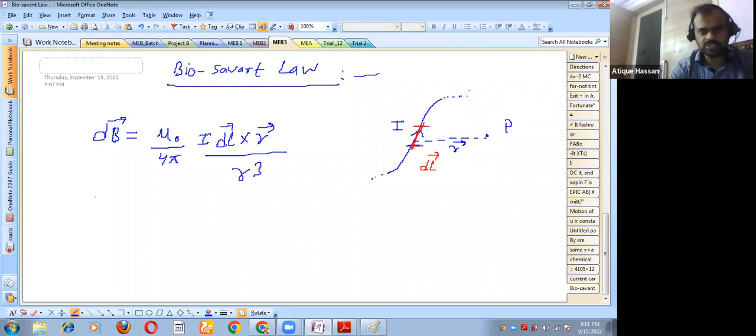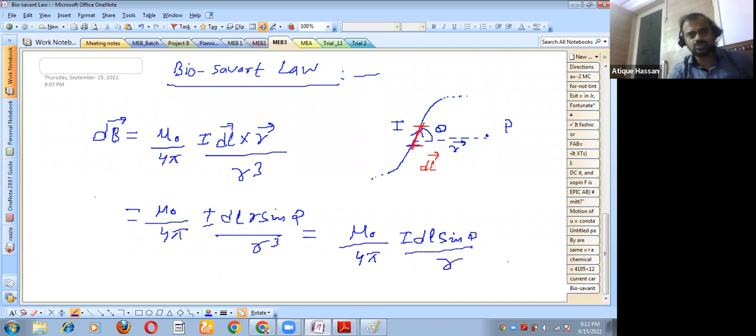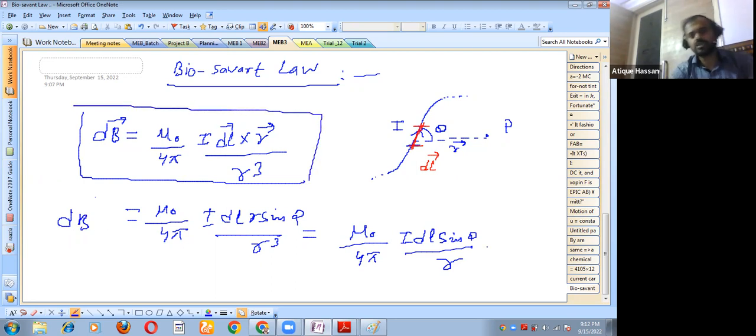Here, what is theta? Theta is basically the angle between the direction of current and R, so this is the angle between dl and R. So you can write it like this, mu naught by 4 pi, I dl R sine theta upon R cube. So the general formula we get is mu naught by 4 pi, I dl sine theta by R squared. This is the vector form, and this is the magnitude of the magnetic field at a point P situated at an angle theta.